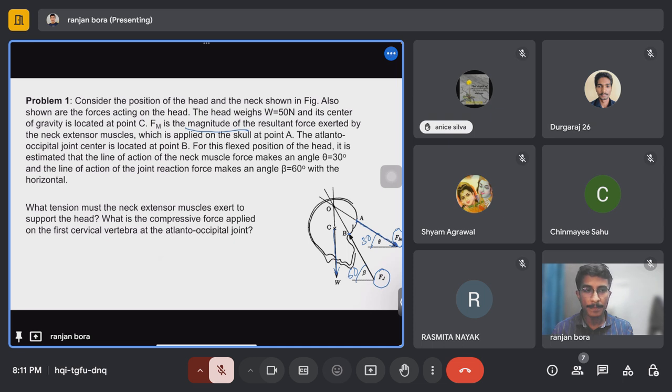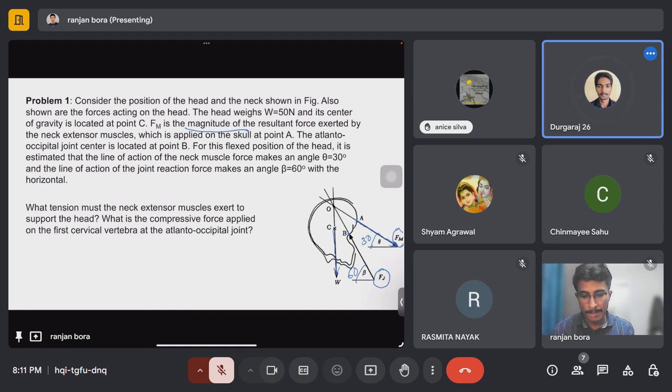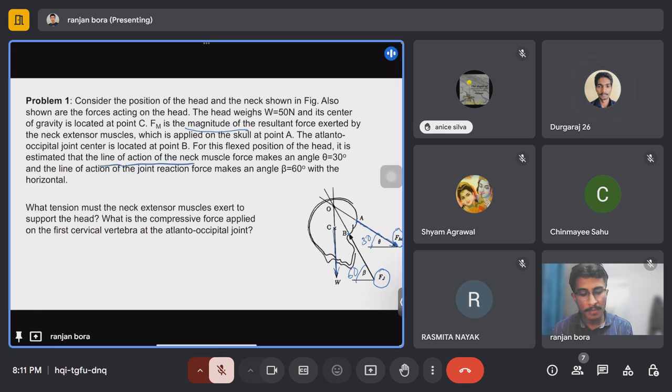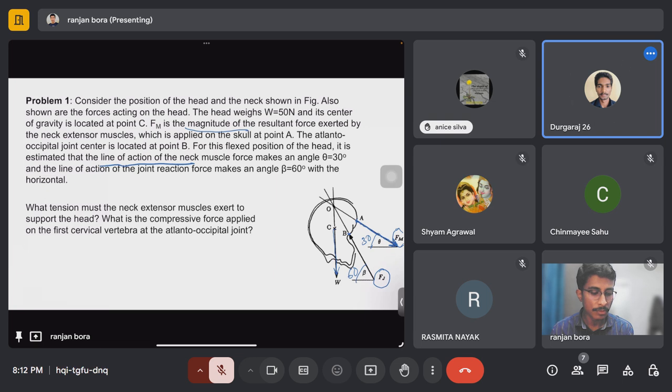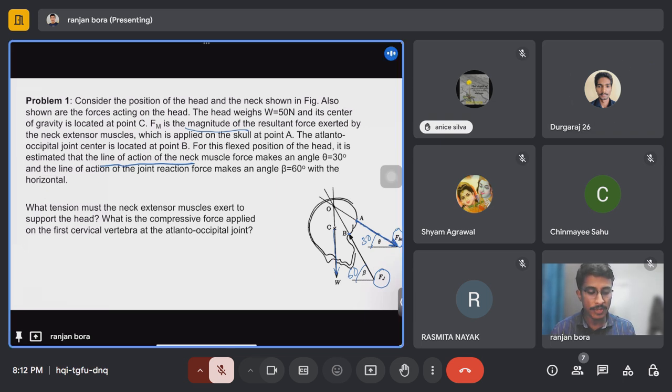Is it clear? Sir, line of action. Line of action means this line. See, there are two lines of action here. One is for Fm and one is for Fj. Line of action means the direction of that force along which it is acting. It is acting along this direction, right? From A, Fm.